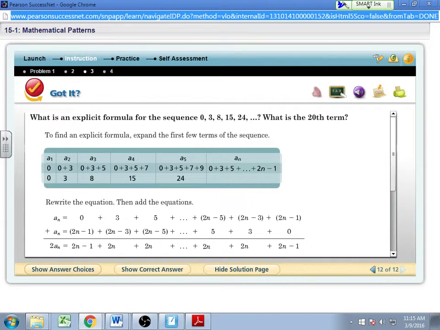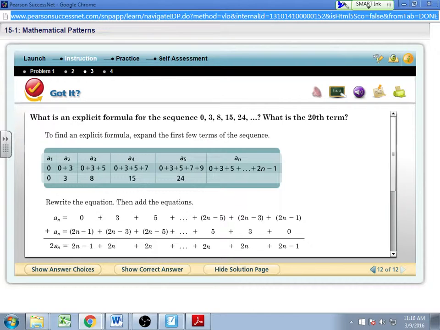So we write out what we're doing. To get this term, I'm really adding up 3, 5, 7. I'm really adding up 3, 5, 7, 9. I'm really adding up 3, 5, 7, 9, 11, and so on, all the way up to my highest term. So then I take the list, and I take the list flipped around, and I compare it.